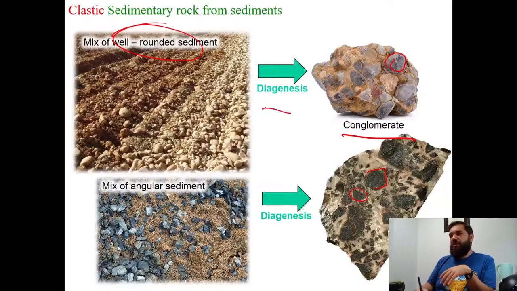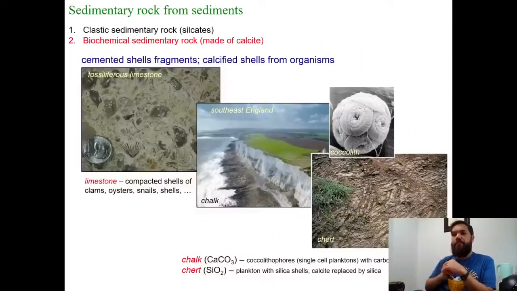Conglomerates can form in a few different ways. They can form from glacial deposits and from stream deposits, whereas these very angular pieces, like from a breccia, form during landslides and mass wasting processes like that. Okay. So those are the clastic rocks.